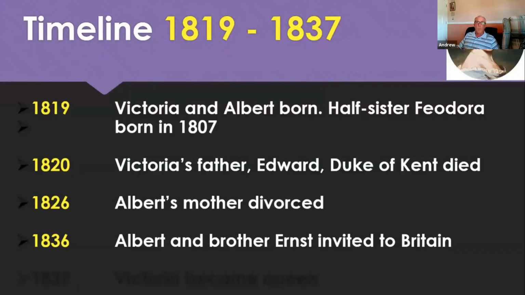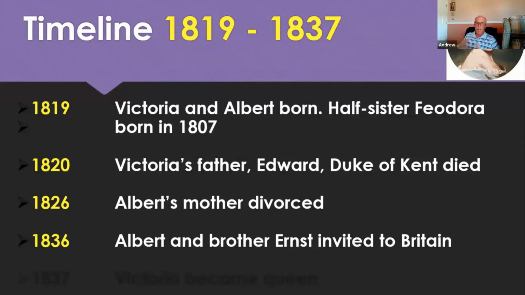And Albert is also going to be born in the same year. They are first cousins. Victoria's mother and Albert's father are siblings. And so, they obviously knew each other before they'd even met. So 1820, shortly after Victoria's birth, Victoria's father is going to die. And in 1826, Albert's mother is divorced from her father. She led a fairly scandalous life in Germany, and Albert's father essentially kicked her out. And at this point, we're not even sure that Albert even saw his mother that much.